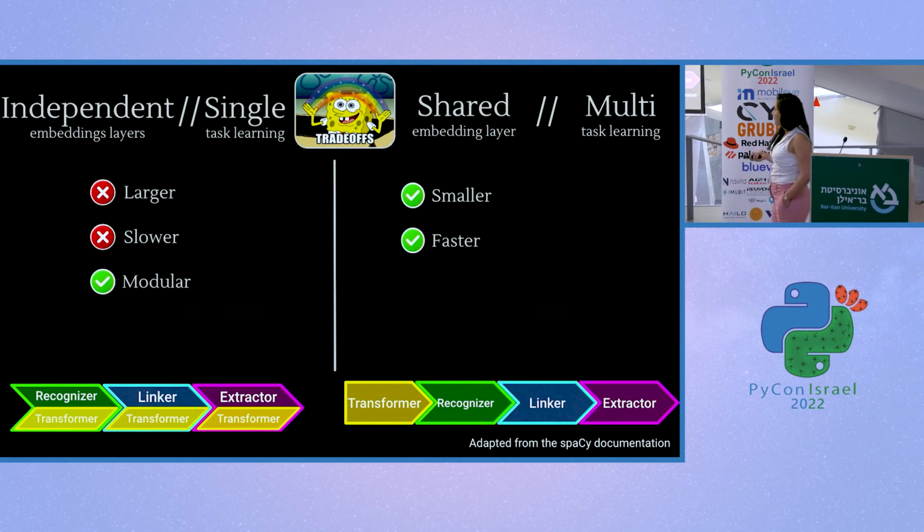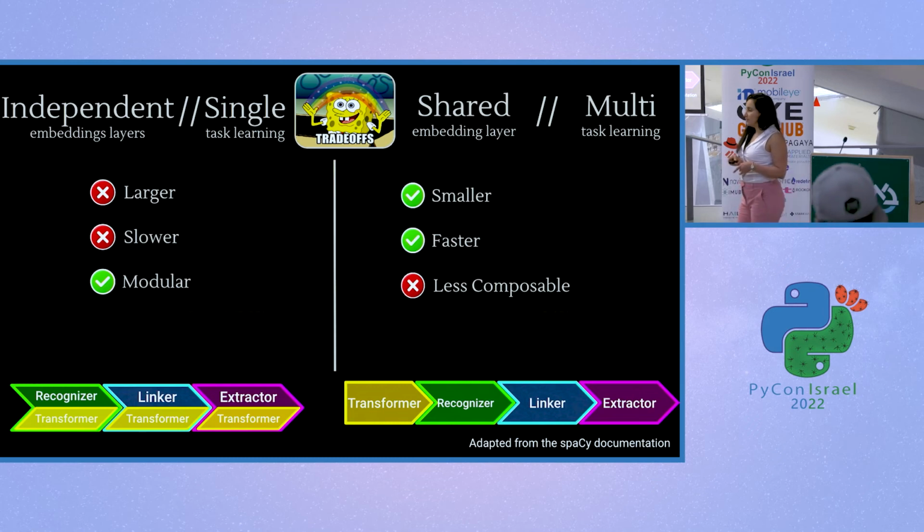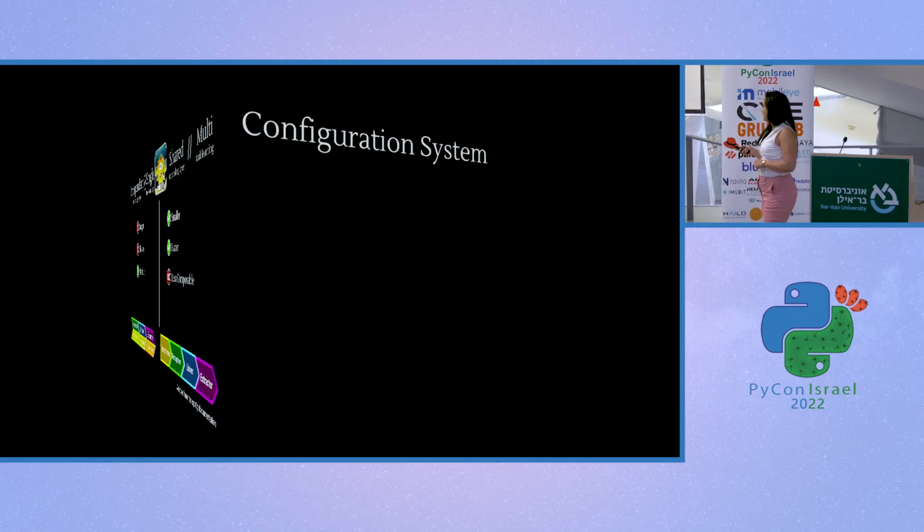Only one transformer, but it is less composable because all of the components share the weights of the transformer, so they are kind of coupled. And also we know that multitask learning is not always suitable for our use case. So these are the things to consider when we choose how we want to train our pipeline.